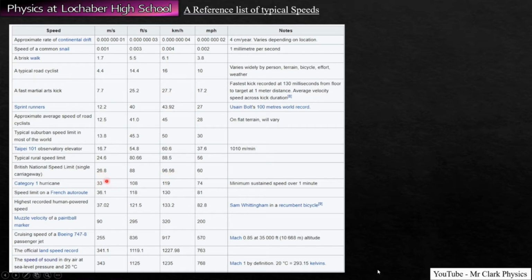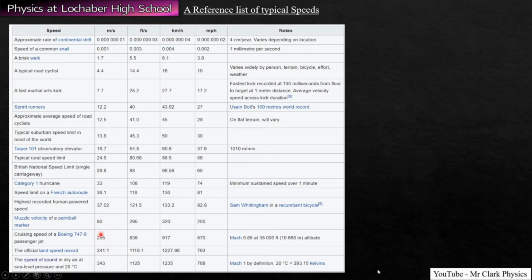That is kind of close to hurricane speeds, and if you go a bit higher, you end up hitting some pretty impressive speeds. So this is the fastest a human-powered machine has ever gone, basically a big fancy bike, and if you ever go paintballing, you might notice the projectiles are pretty darn fast. This is the muzzle velocity, that's sort of how fast they get shot at.